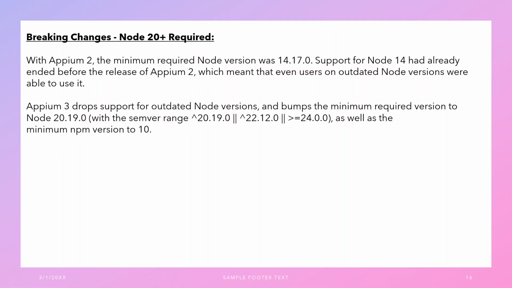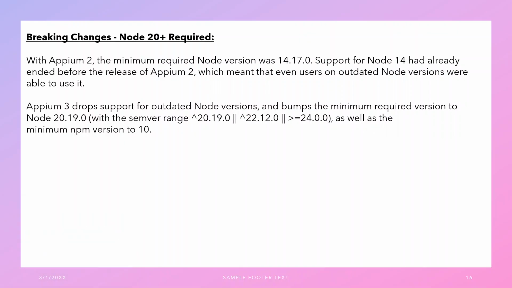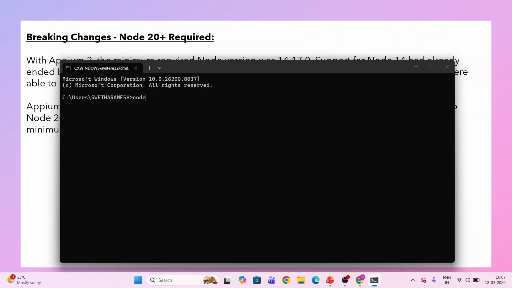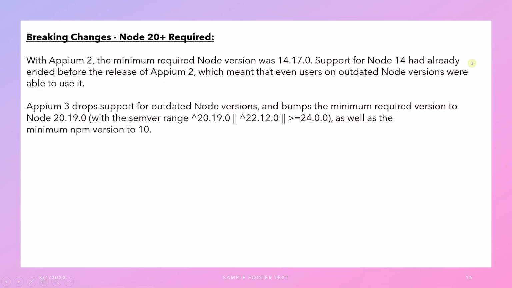Okay, so how can we check it here? Just open the command prompt and type node space hyphen v. Click on enter. So it provides the current Node version installed in my system. It says the version is 22.17.0, which is more than 20.19.0. Means my Node version is up to date with support for Appium 3. Okay, so this is the important breaking change regarding Appium 3.